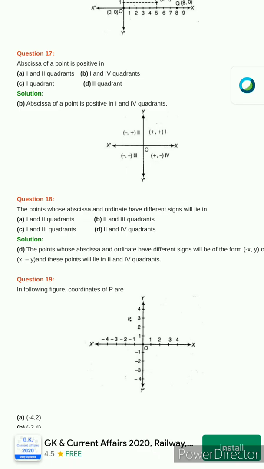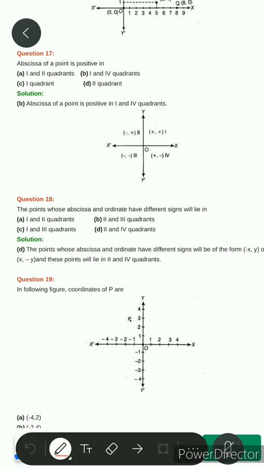Question number 17. Abscissa of a point is positive in? Clearly, abscissa is positive in the first and fourth quadrant. What is abscissa? Yes, abscissa represents the values of x. So the correct answer is option number B.